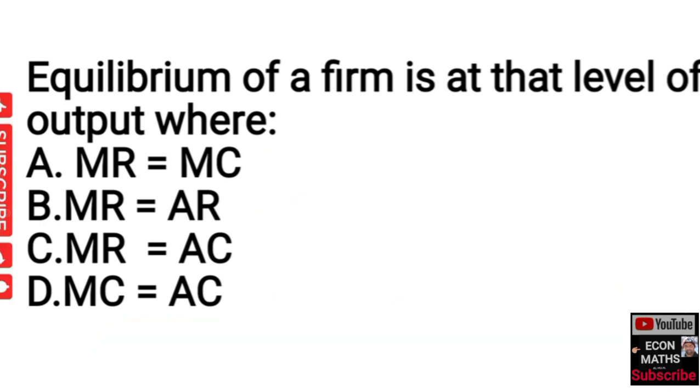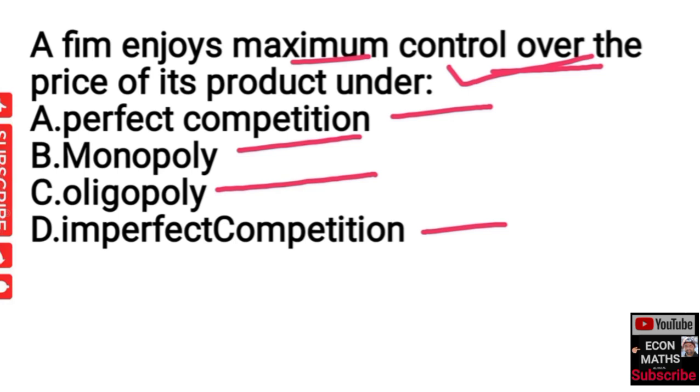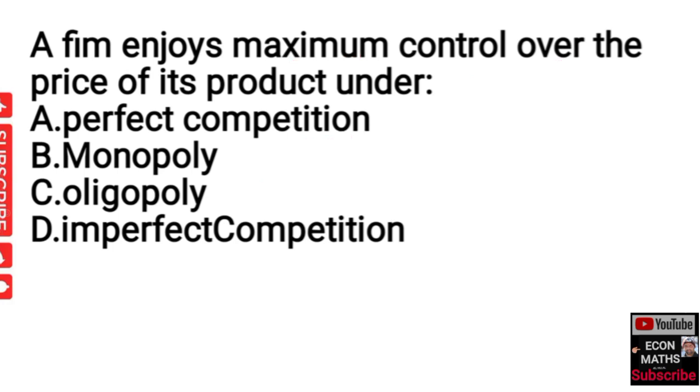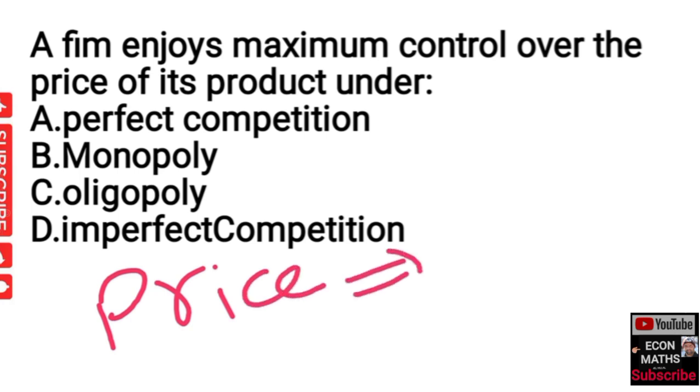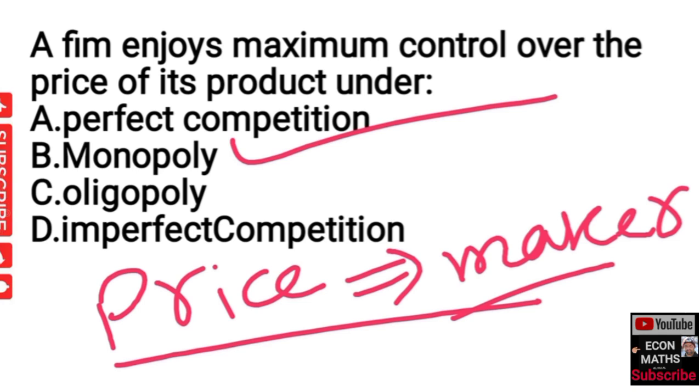Okay, next question is like this: a firm enjoys maximum control over the price of its product under... The options are perfect competition, monopoly, oligopoly, or imperfect competition. So the maximum control over the price is achieved in the case of monopoly. We say monopoly is the price maker, and he has the absolute advantage or maximum control over the price. So the correct option should be monopoly.